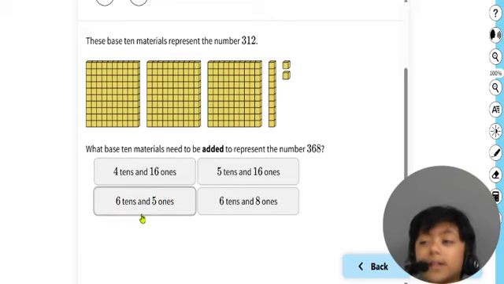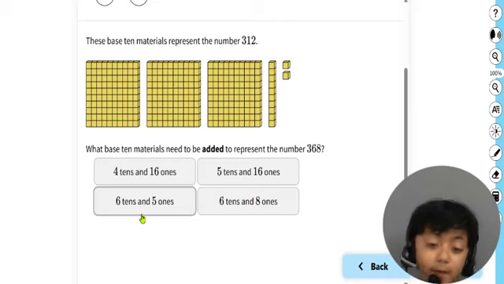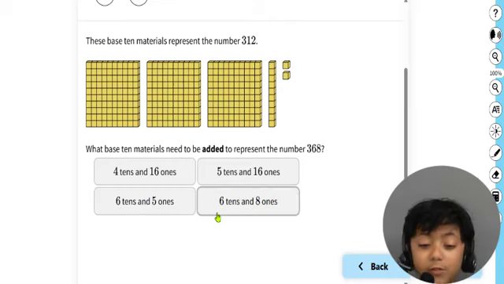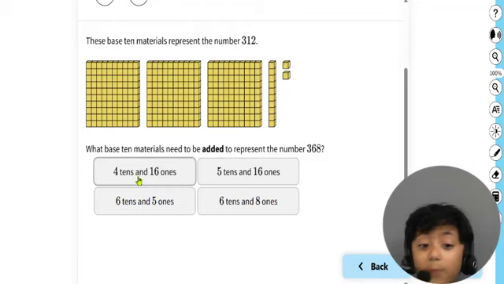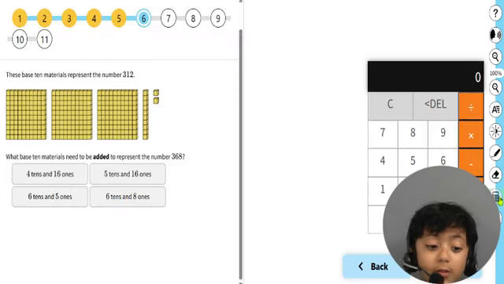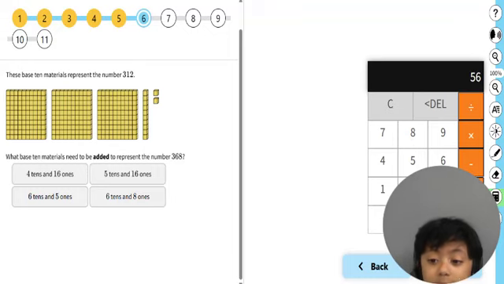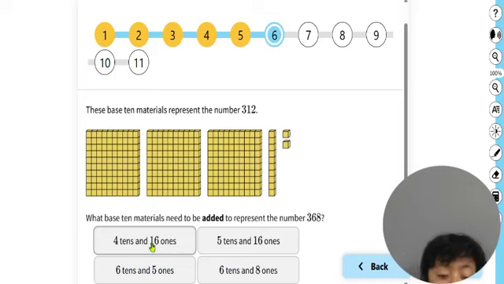So 6 tens and 5 ones is 65, because 60 plus 5 is 65. Same thing goes for here. It's 68. But here, 5 tens and 16 ones is 66. 4 tens and 16 ones is 56, because 40 plus 16 equals 56. So this is our correct answer.